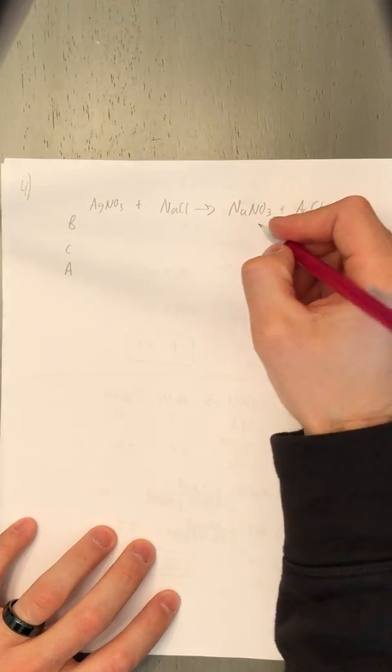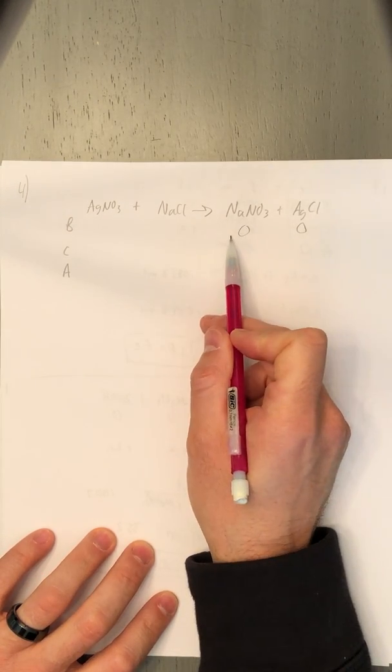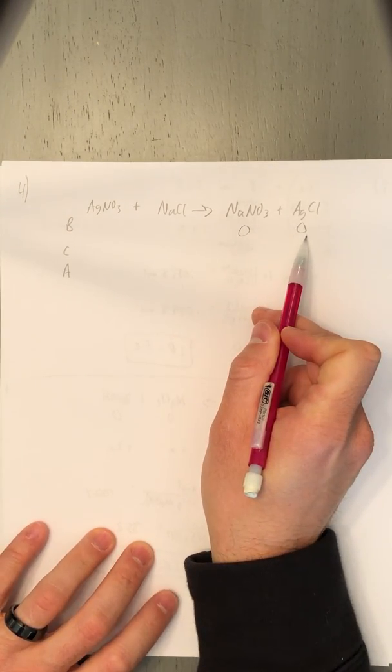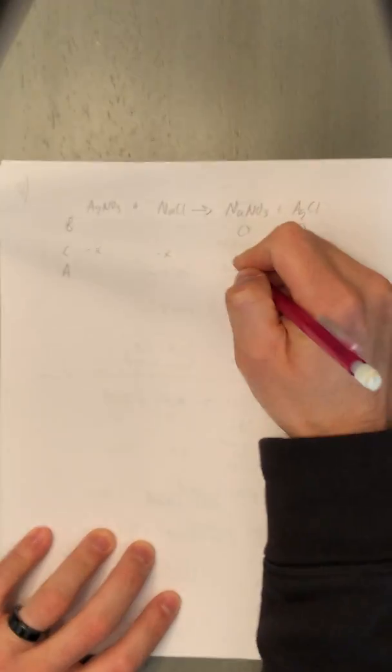So again, we can start here, 0. I don't know how much of that I have. Or, well, no, we know we have 0 of that because we have 0 product before the reaction occurs. Now, luckily for us, this equation is already balanced, so that's good. So that's just minus x, plus x, plus x. Very good.